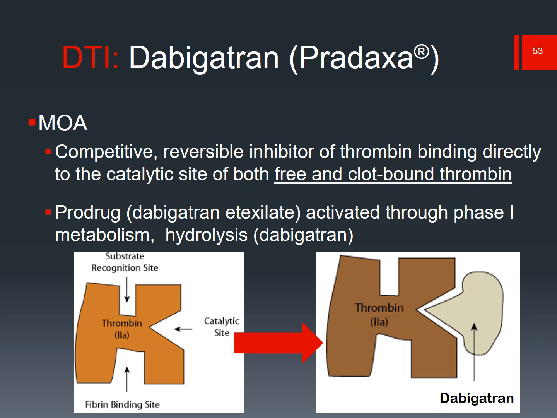Dabigatran, branded as Pradaxa, will bind and reversibly inhibit thrombin, both free and clot-bound. It's not important that you really remember which ones are free or clot-bound binding, but there are some differences between these drugs. Dabigatran etexilate is how it's packaged in formulation. It is a prodrug that is immediately converted to dabigatran within phase 1 metabolism, so we don't usually have interactions with that. It's phase 1.